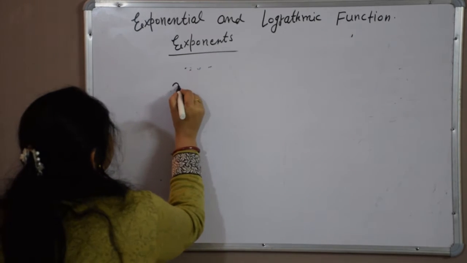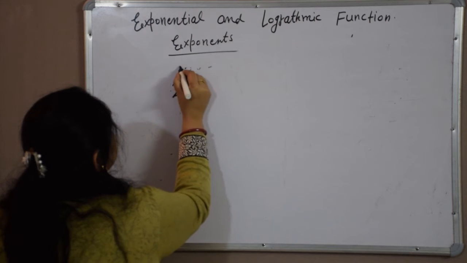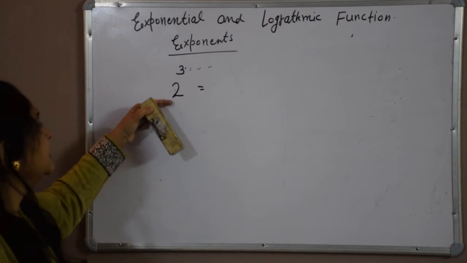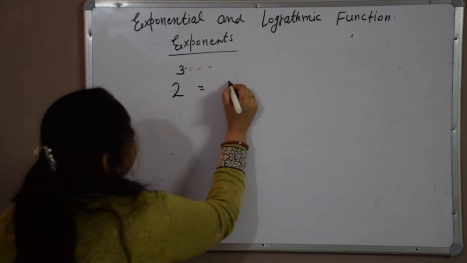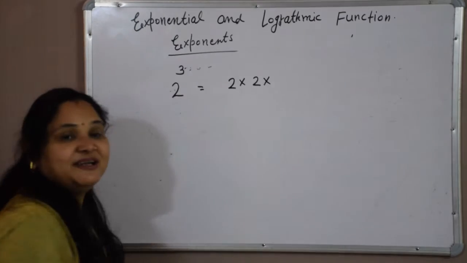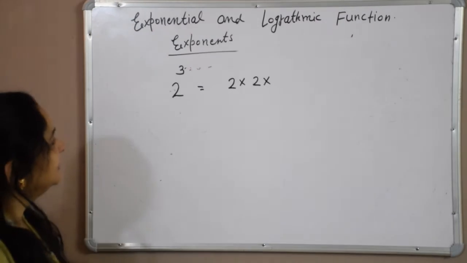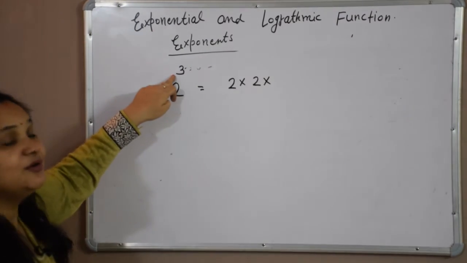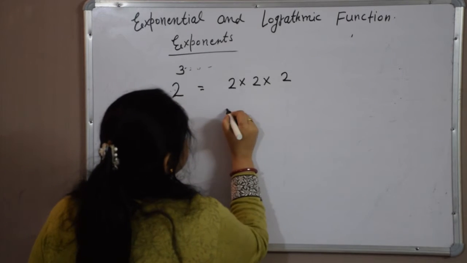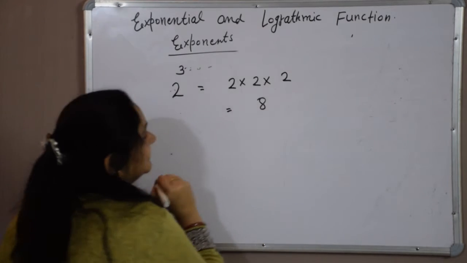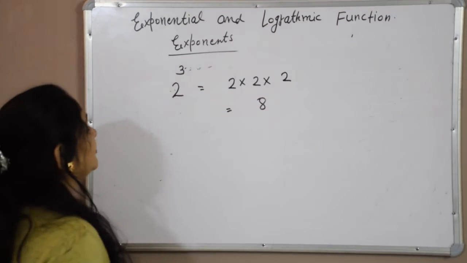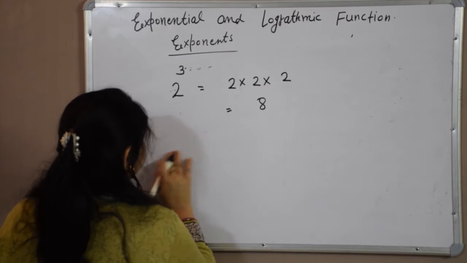Suppose I have to solve 2 raised to power 3. We can call it 2 cube also. 2 raised to power 3, 2 cube, same thing. So 2 will be multiplied with itself. How many times? 3 times, because our exponent or power is 3 here. So 2 into 2 into 2 equals 8. So how easy it becomes when we write it in the exponential form.